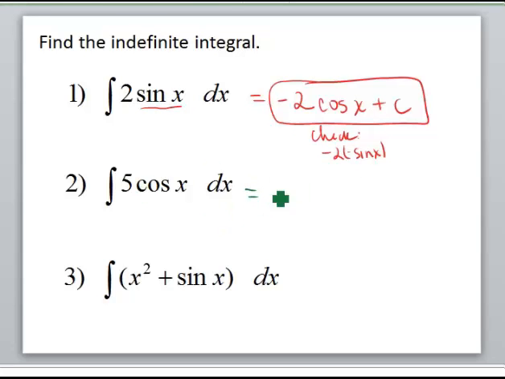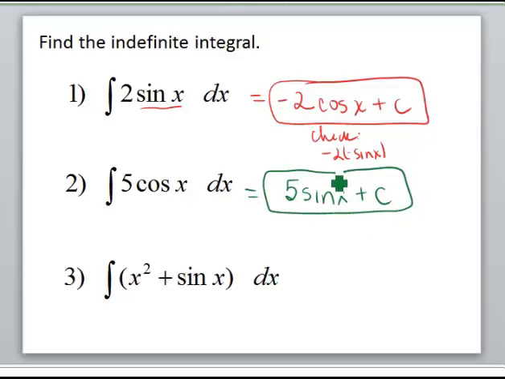The next one, the integral of 5 cosine x, is you write your 5, take the integral of cosine, which is sine, and then put c on the end. Last example for today, the integral of x squared is x to the third over 3, raise it by 1, put it over the same power, plus the integral of sine is negative cosine x, and we'll put plus c on the end.